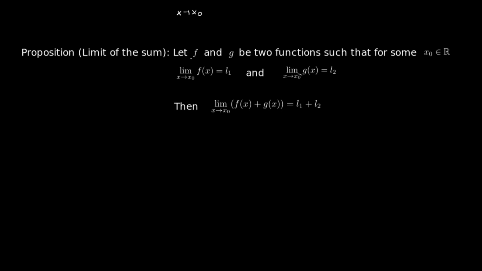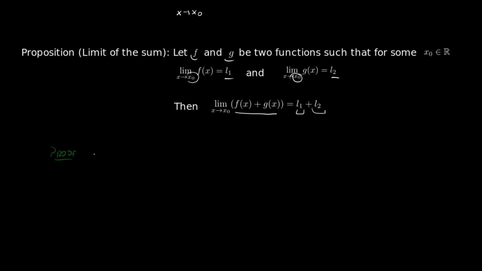Let's go on with the next proposition. We have two functions, f and g, with limits L1 and L2 at the same point x0. So what we want to see is that the limit of the sum of f and g is the sum of the limits. Let's go and prove this. Again, this proof is very similar to the one we did for sequences, so if you remember that, you can just jump ahead and go on with the next proposition.